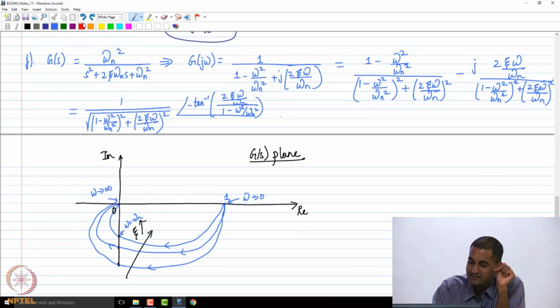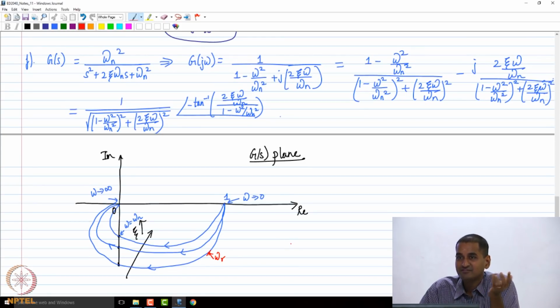Graphically, I can get omega r. What is omega r? It is the frequency at which the magnitude is the maximum. Magnitude is the maximum means the point should be the farthest from the origin. So, for example, here this will be omega r, right? So that's where it is farthest from the origin, and you get the maximum magnitude.